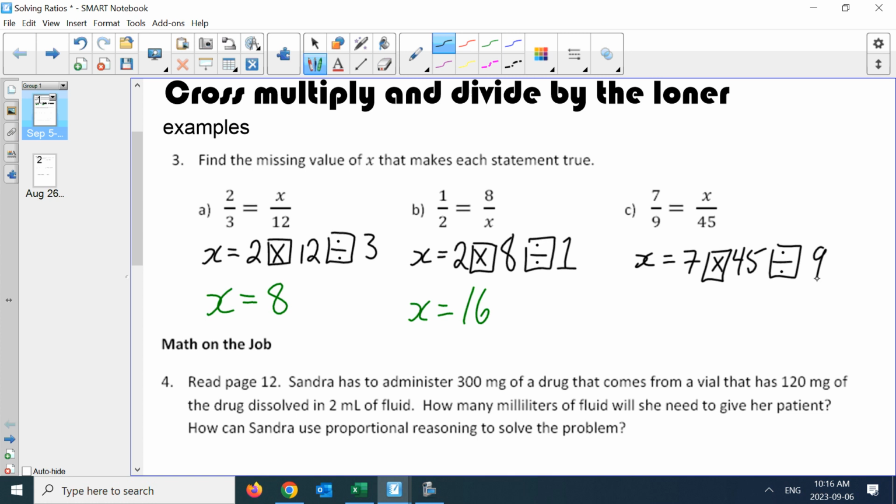Anyways, it's 35, isn't it? Yeah. Okay, do we know how to solve this? Do I need to go through this? I don't do a million examples.